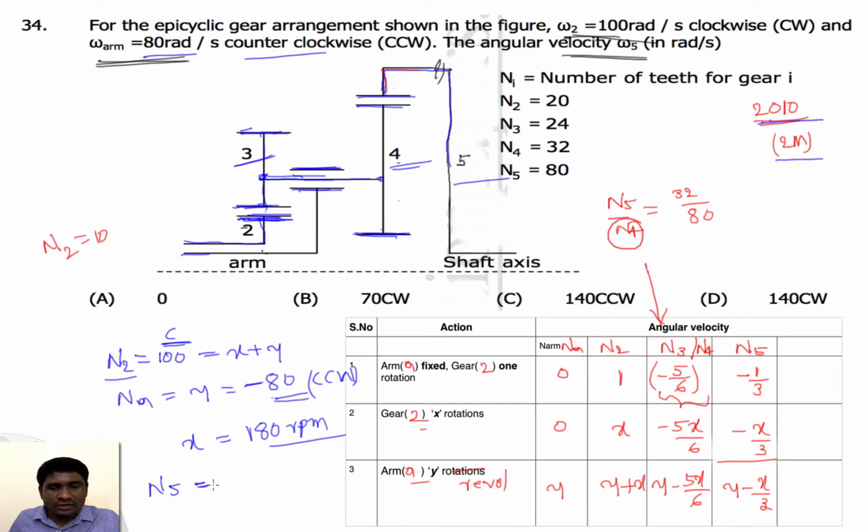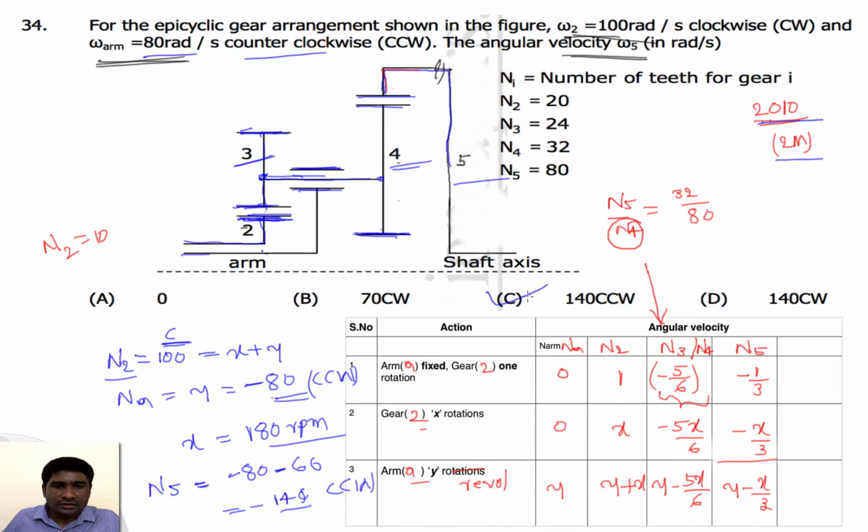So what is the value of y? That is minus 80 into minus x by 3, that is again 60. So it will become minus 140. So when you get a negative value, then it means it's a counterclockwise direction. So what is the value here?